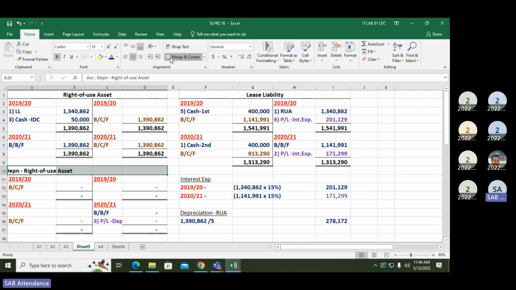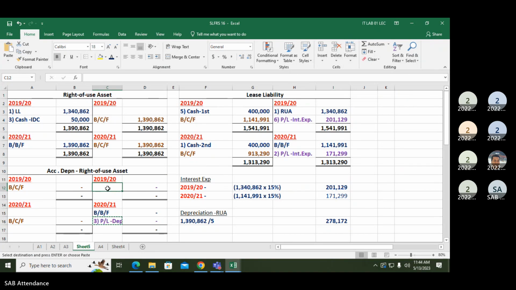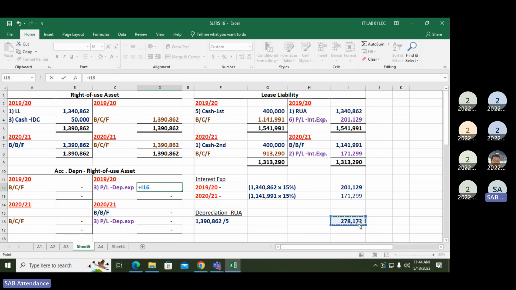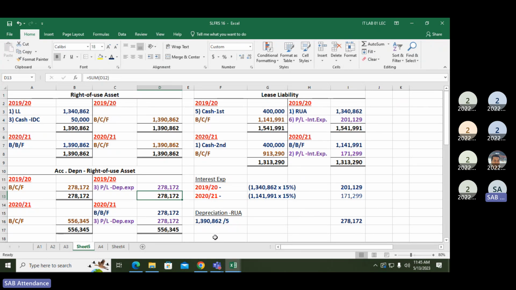Then right of use asset depreciation, you can have depreciation expenses 217,182. The second year also the same. You can have the carry forward balance like this. This is how we made the account in the books of lessee.